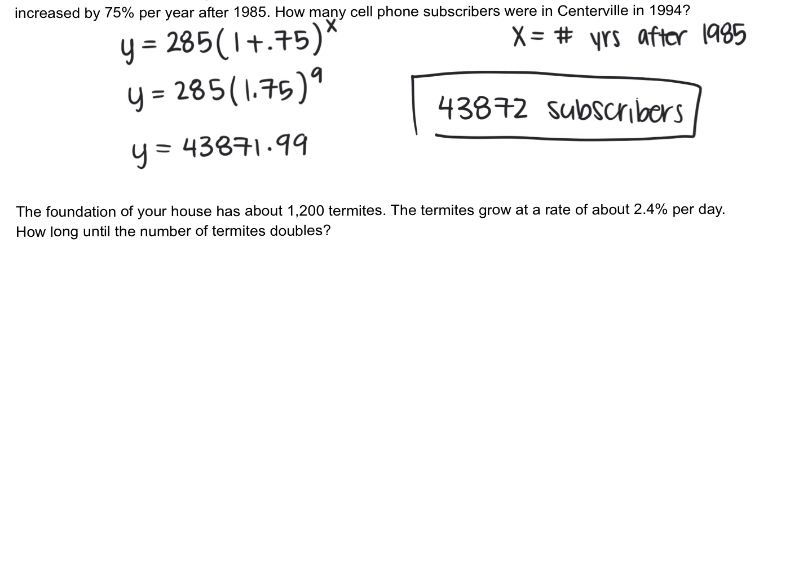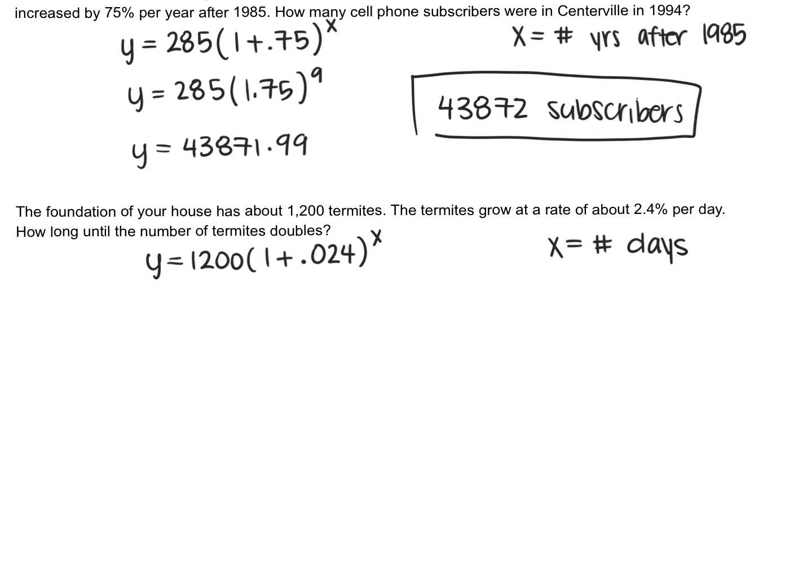I'm going to start off with writing my equation. y equals my initial amount, 1,200, and then 1 plus 2.4% as a decimal, which is 0.024, and then my exponent x. And x here is going to be the number of days, because my measurement here is in days. If you are ever unsure on how to convert a percent to a decimal, you can always divide it by 100. So if I do 2.4 divided by 100, it will give me its decimal.